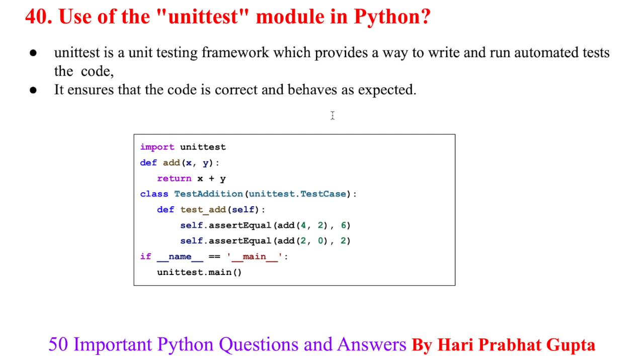The TestAddition class is a subclass of the unittest.TestCase class and contains a single test method called test_add. This test method uses the assertEqual method to verify that the output of the add function is equal to the expected result or not. The if __name__ equals __main__ statement at the end of the code block is used to execute the unit tests when the file is executed directly. The unittest.main method runs all the test methods in the TestAddition class and reports the results.